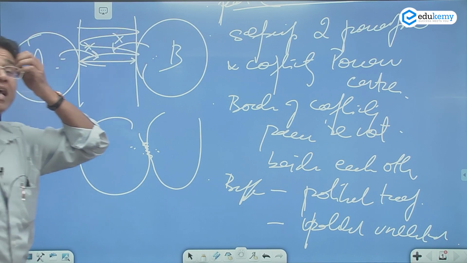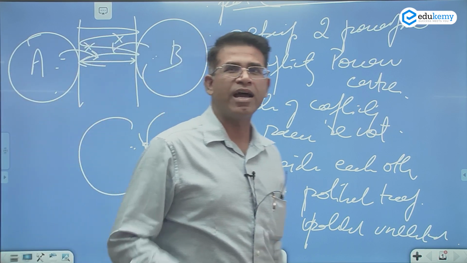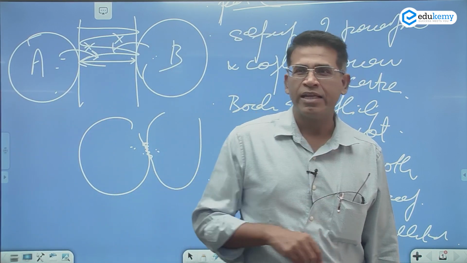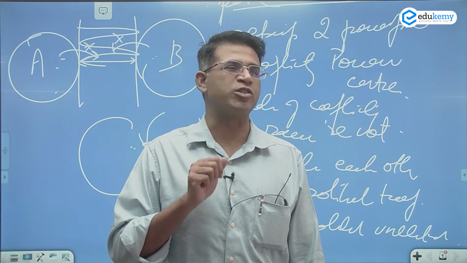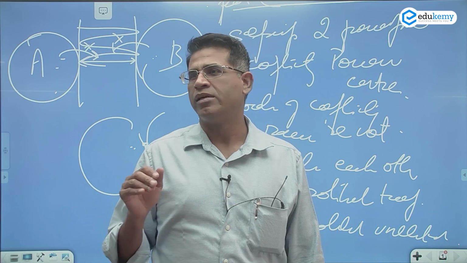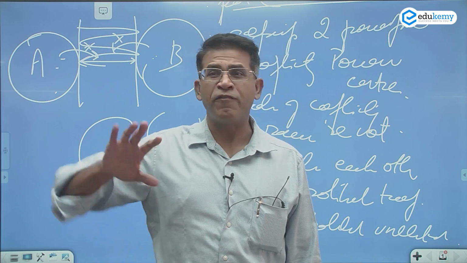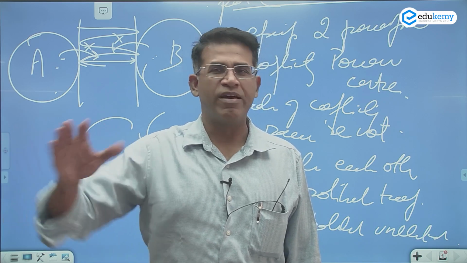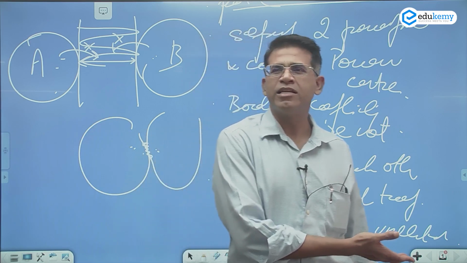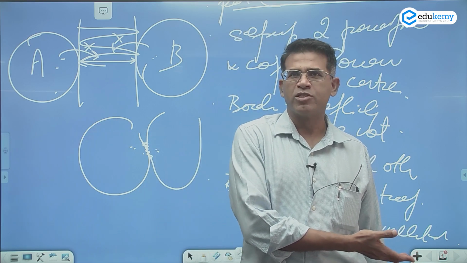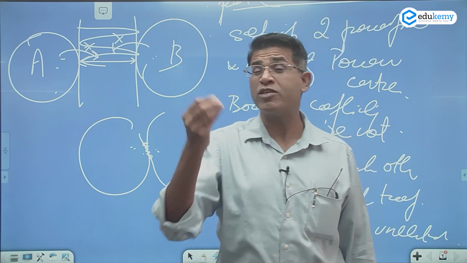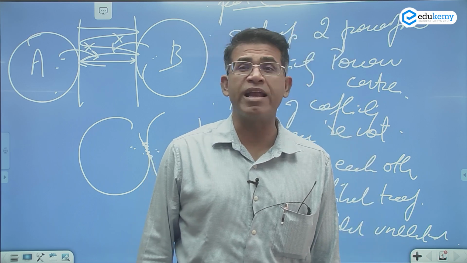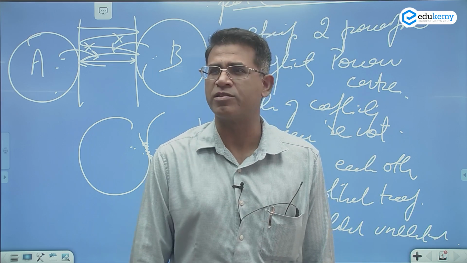Another example is Thailand. If you know Thailand, Thailand was like a buffer zone between the French Indochina and the British Indochina. Vietnam, Laos, Cambodia were French Indochina, whereas Myanmar and India were the British Indochina. So Thailand was like a buffer zone. Thailand is called the land of the free. Thailand was never colonized because of this.